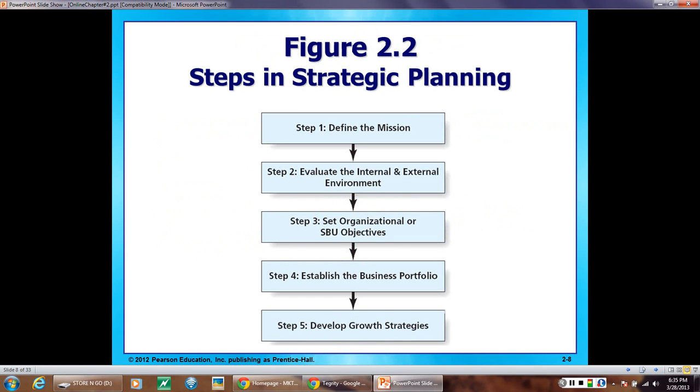Here are the steps in your strategic planning. Now remember, this is going on at the corporate level. First of all, you define the mission. And we'll talk about what a mission statement is. We'll look at a couple.